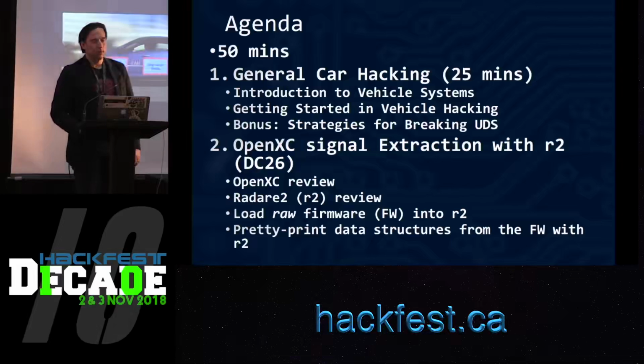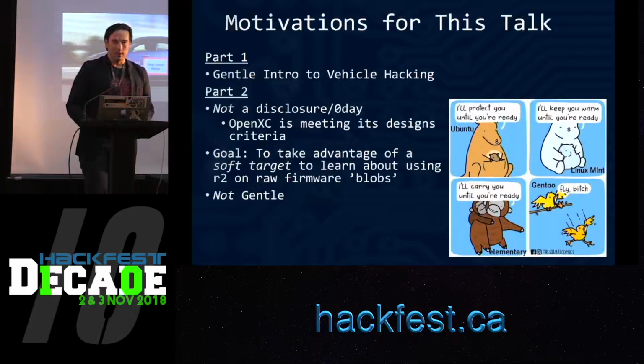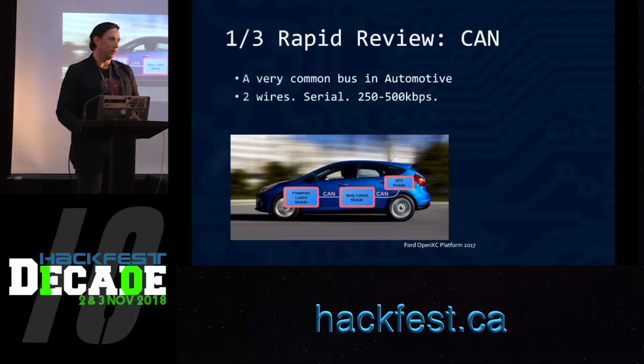We're good. So first up is vehicle buses. Now, there's a lot of different buses going around in vehicles these days, but still one of the most common is the CAN bus. This is controller area network. It's a pair of wires.